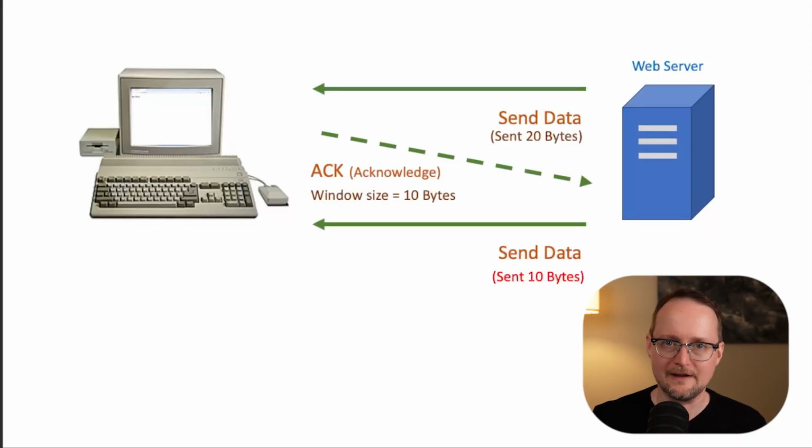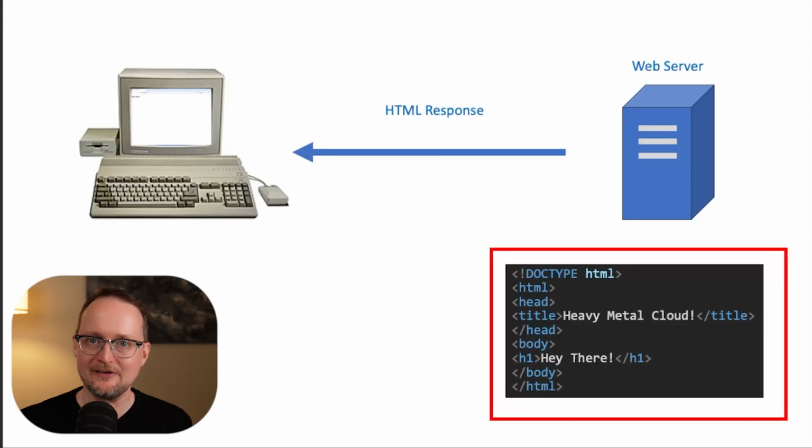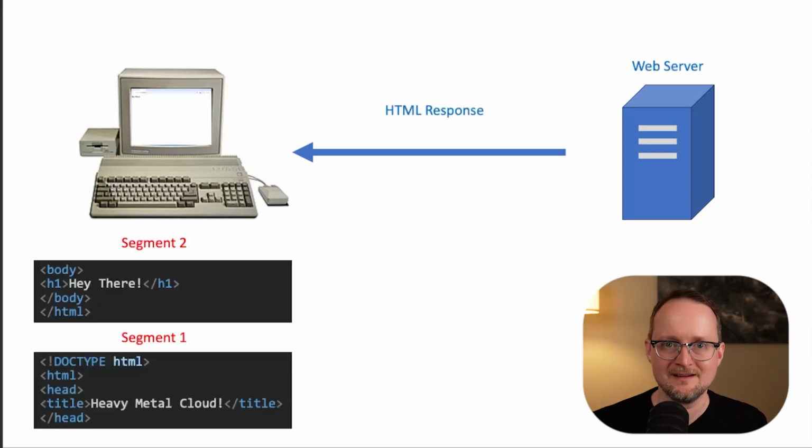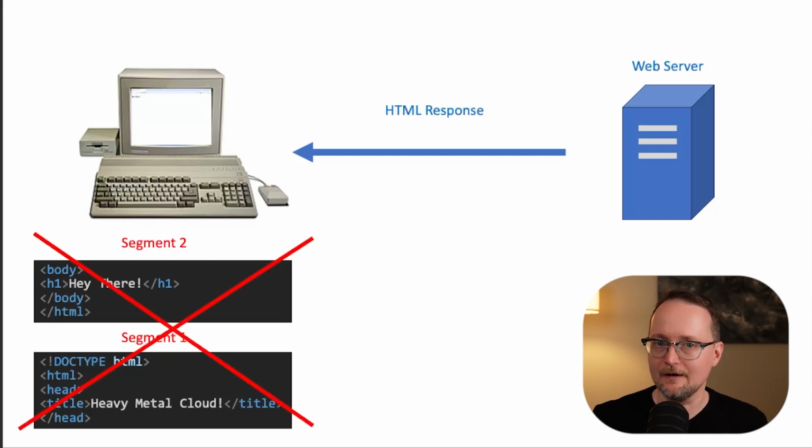Server would then send more data back using the smaller window size. So this poses an interesting problem, and let's use our HTML as an example. What if we have to break up the HTML into two chunks based on the window size? Each of those chunks or segments would be independently sent down the wire, and based on the network congestion, it's possible that they could arrive in the wrong order. And this would cause errors when our web browser tries to render the page.